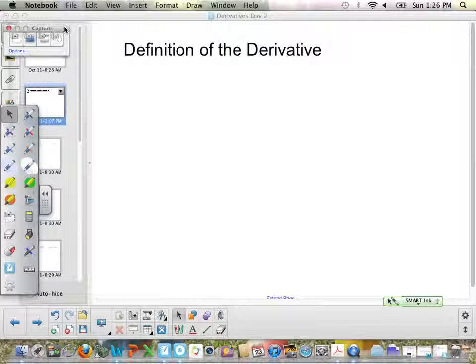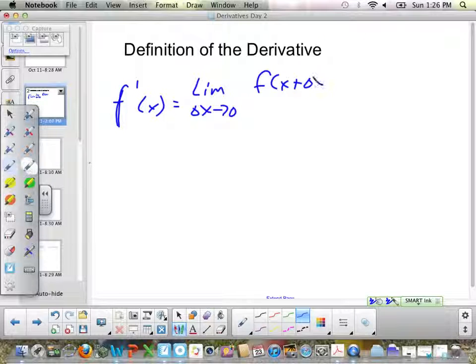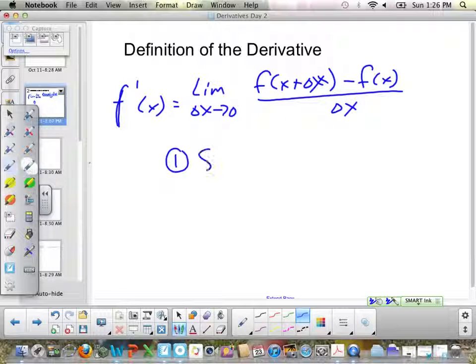The definition of the derivative is f prime of x equals the limit as delta x approaches 0 of f of x plus delta x minus f of x all over delta x. And that finds us a couple of things. One thing it finds us is the slope of the derivative.